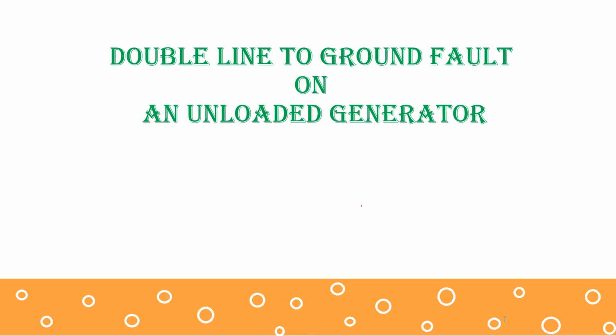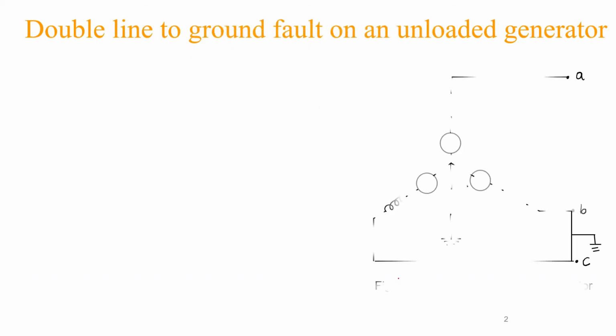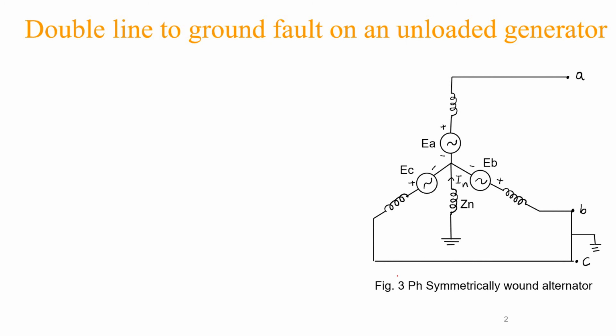Good morning. In this session, we will discuss the LLG fault, or the double line to ground fault, on an unloaded generator. Let us consider the same three-phase symmetrically wound alternator. Now here, we are considering the fault with respect to phase B and phase C. If you mark the phase currents, they are IA, IB and IC.